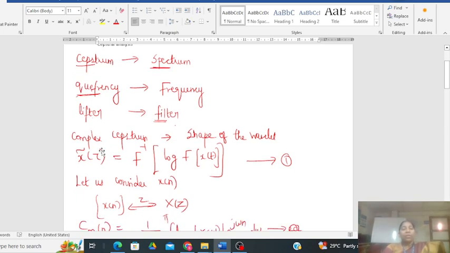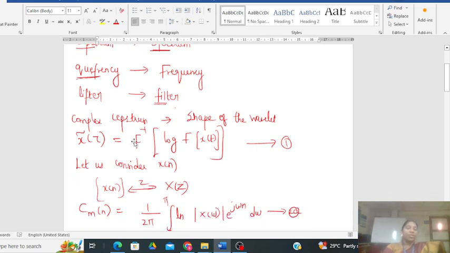So if you see a complex cepstrum, this complex cepstrum determines the shape of the wavelet. It is defined as x bar of tau equal to the inverse Fourier transform of the logarithm of the Fourier transform of x of t. That means to the input signal, you apply the Fourier transform. Then over the Fourier transform of x of t, you apply the logarithmic function. The entire thing, when you apply the inverse Fourier transform, you get the complex cepstrum.